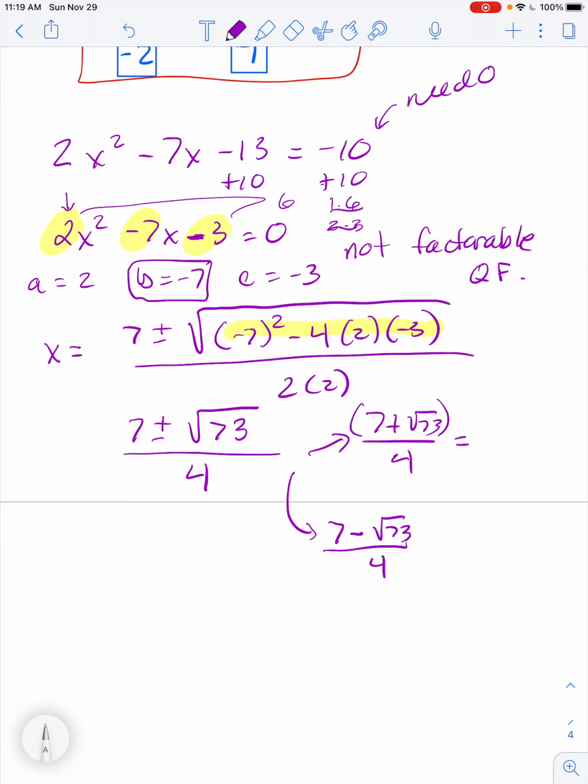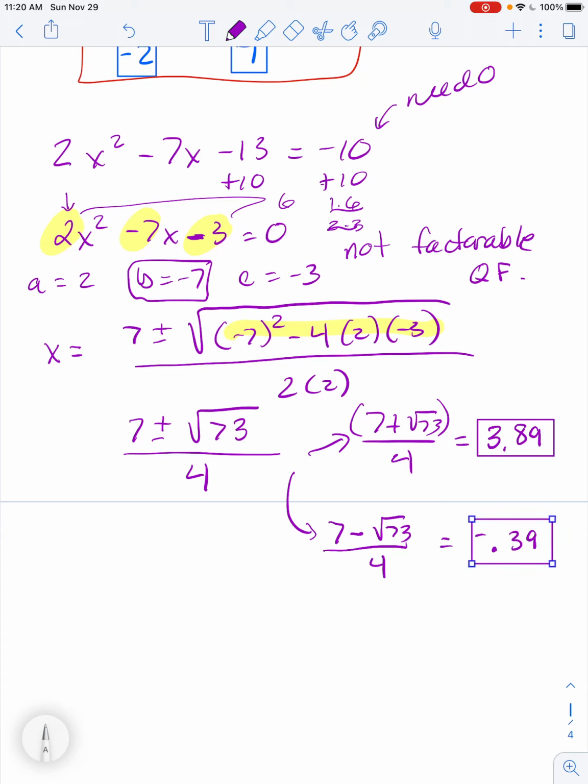So I am getting, and I'm going to round to the hundredths place, I suppose. For this one, I got, I'm sitting in a dark room and I can't see, 3.89-ish because I had to round up. And then for this bottom one, if I do 7 minus square root of 73, that answer divided by 4, now I'm getting negative 0.39.